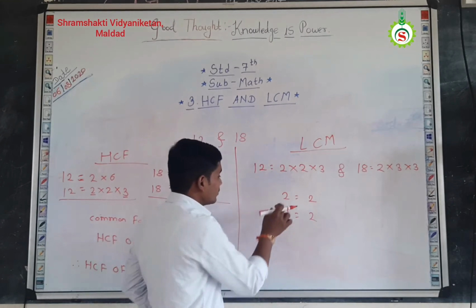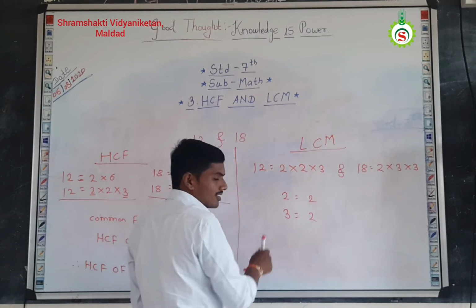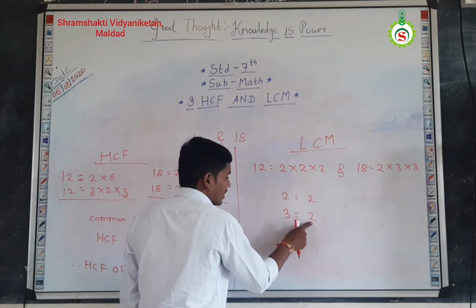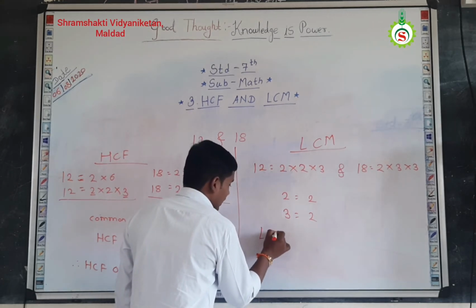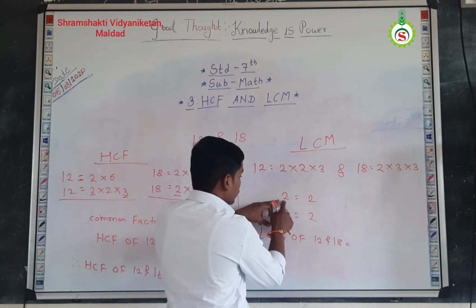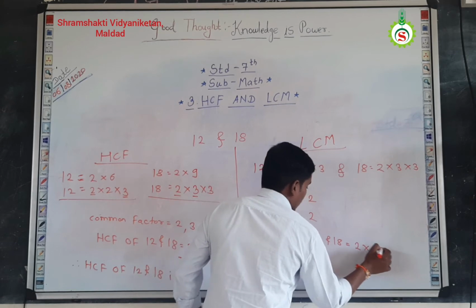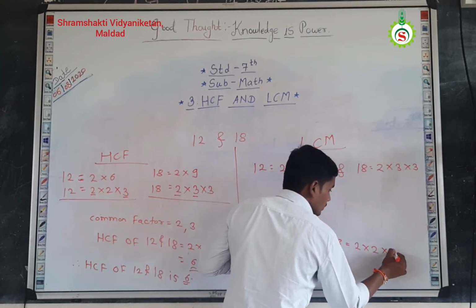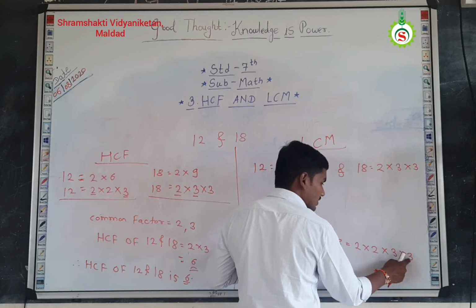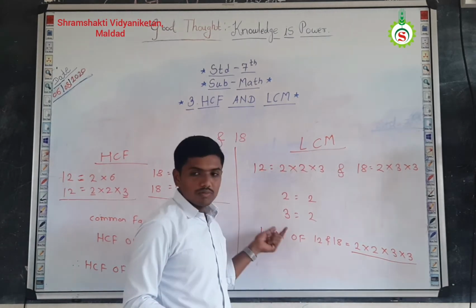So how many times does 2 occur? 2 times. And how many times does 3 occur? 2 times. Now what have I taken? I have taken the maximum occurrence of each factor. So 2 occurs a maximum of 2 times, 3 occurs a maximum of 2 times. Now if I want to find the LCM of 12 and 18, what will I do? I will take the product of 2 into 2 and 3 into 3, because 2 occurs 2 times and 3 also occurs 2 times. That's why I have taken the multiplication of the maximum occurrence of the factors.